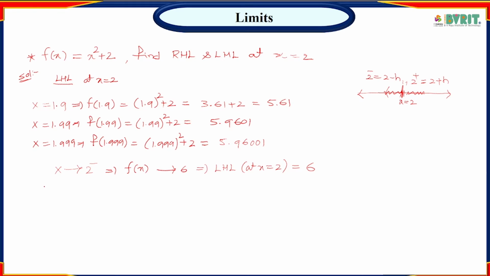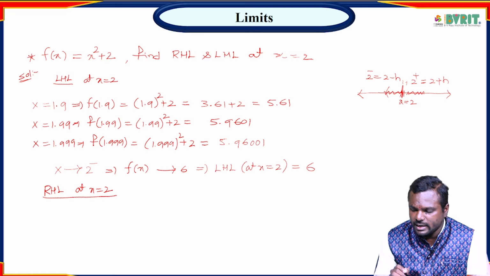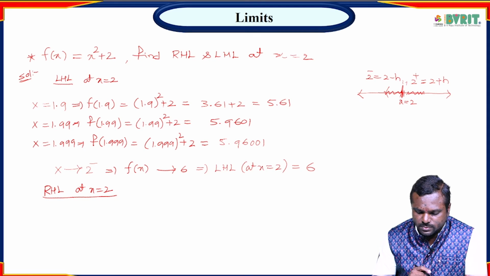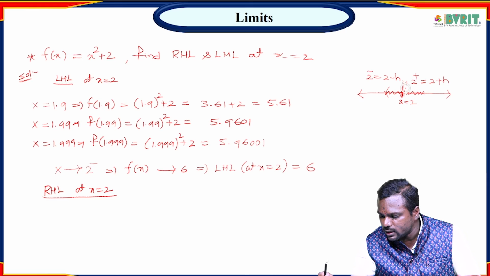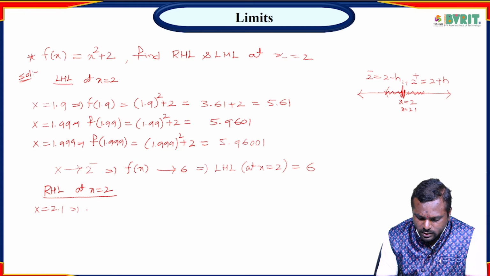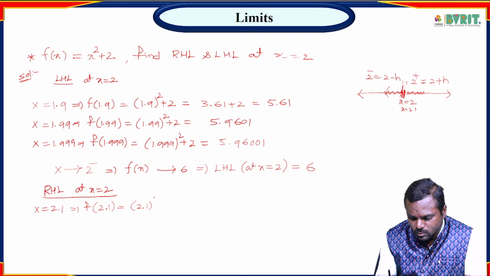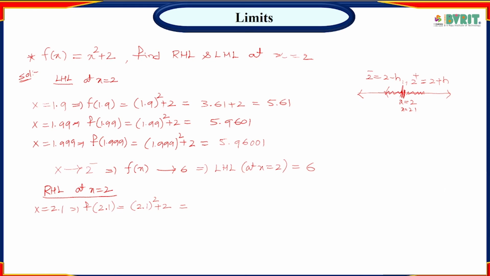Then similarly, the right hand limit at x is equal to 2. The right hand limit is nothing but that on 2 plus. For example, after x equal to 2, here I am taking one value, x equal to 2.1. Then f of 2.1 is equal to 2.1 whole square plus 2, so that is equal to 6.41.